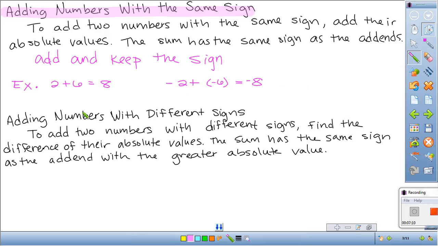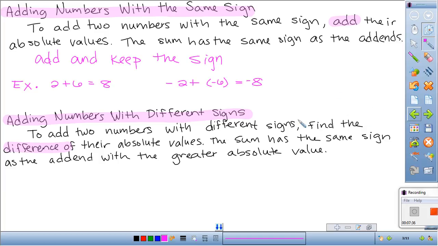And we have adding numbers with different signs. To add two numbers with different signs, find the difference of their absolute values. So here we were adding them, and we're finding the difference of their absolute values. The sum is the same sign as the addend with the greater absolute value. So again, real wordy. This is totally true and said very well, but very wordy.